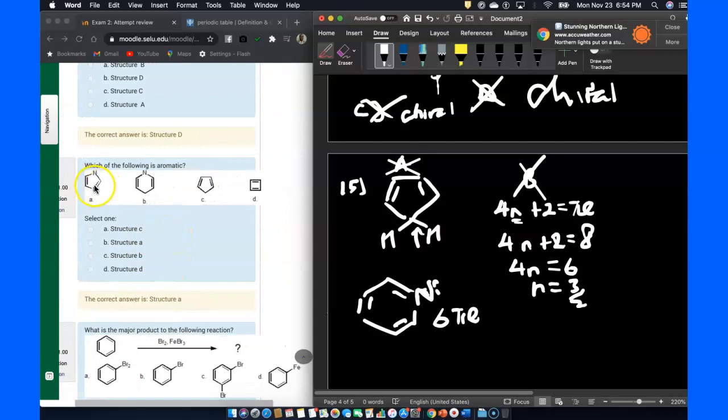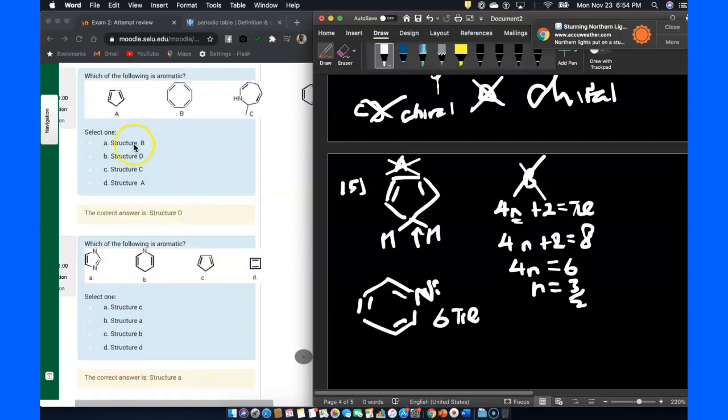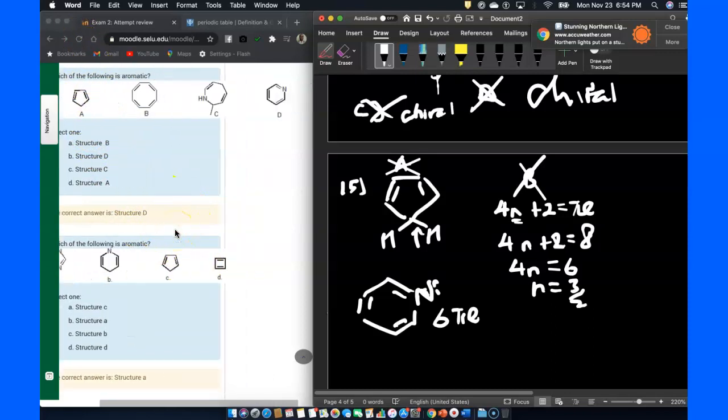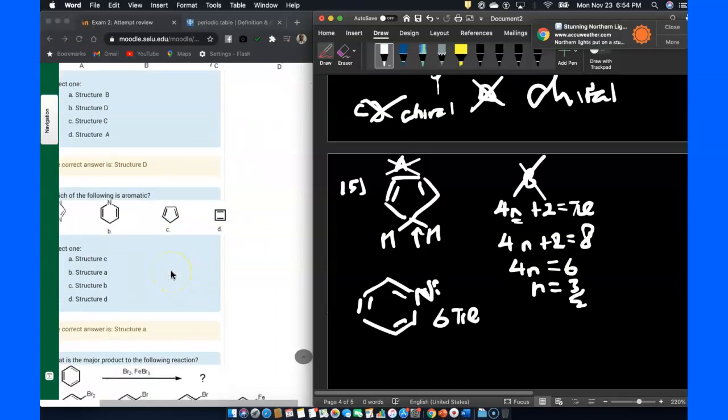Which of the following is aromatic? Okay, A is aromatic, B is not because this carbon right here is sp3 hybridized. You have 2 hydrogens right there. There's no conjugation. You cannot draw resonances towards this carbon. I've talked about C. C is similar to this A. The structures are the same. They are not aromatic because again you have 2 hydrogens there, making it not planar.